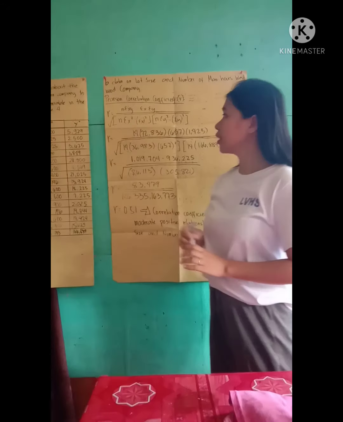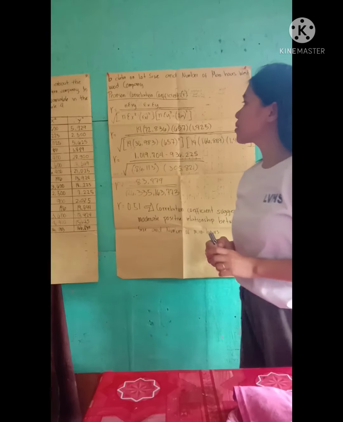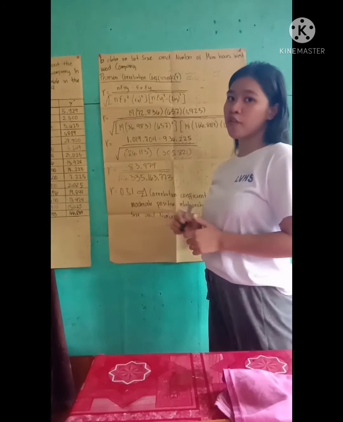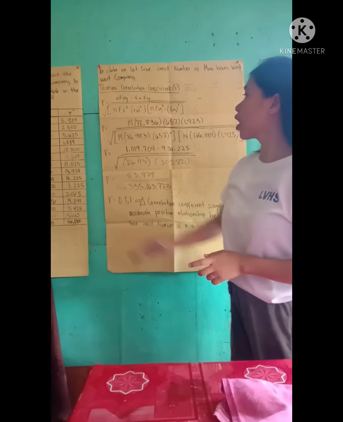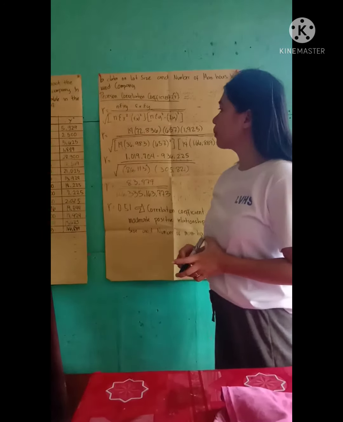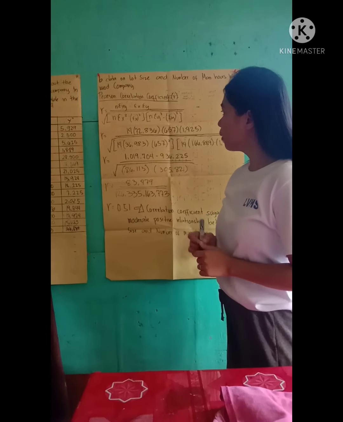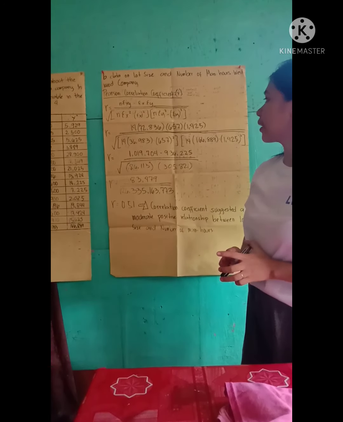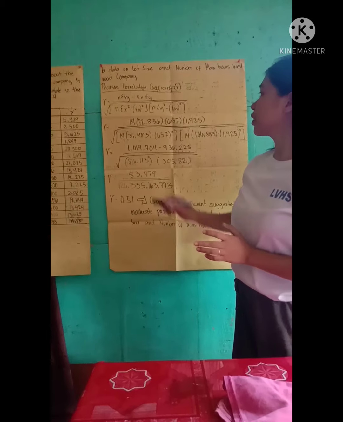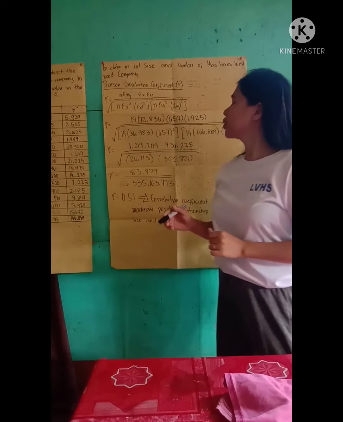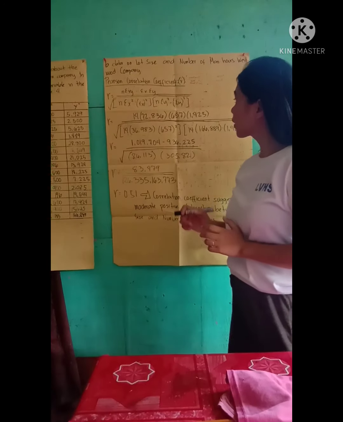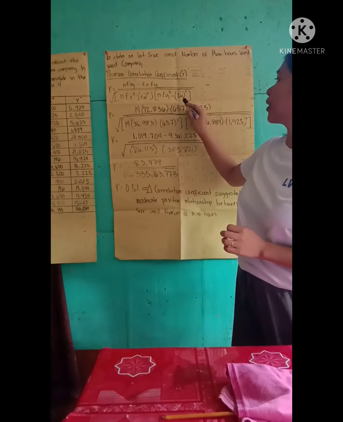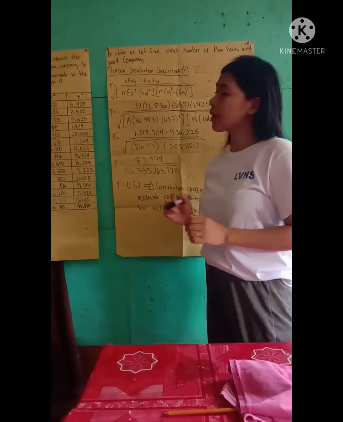So the formula is R is equals to N times the summation of xy minus the summation of x multiplied to the summation of y divided by the square root of open bracket N multiplied to the summation of x squared minus the summation of x squared, close bracket, then another open bracket, multiplied to N, then multiply to the summation of y squared minus open parenthesis the summation of y close parenthesis squared, then close bracket.